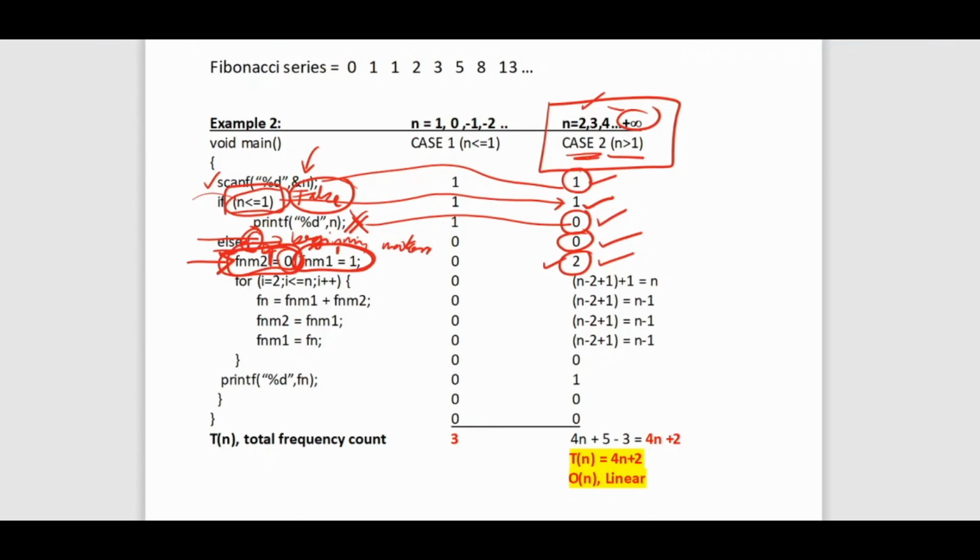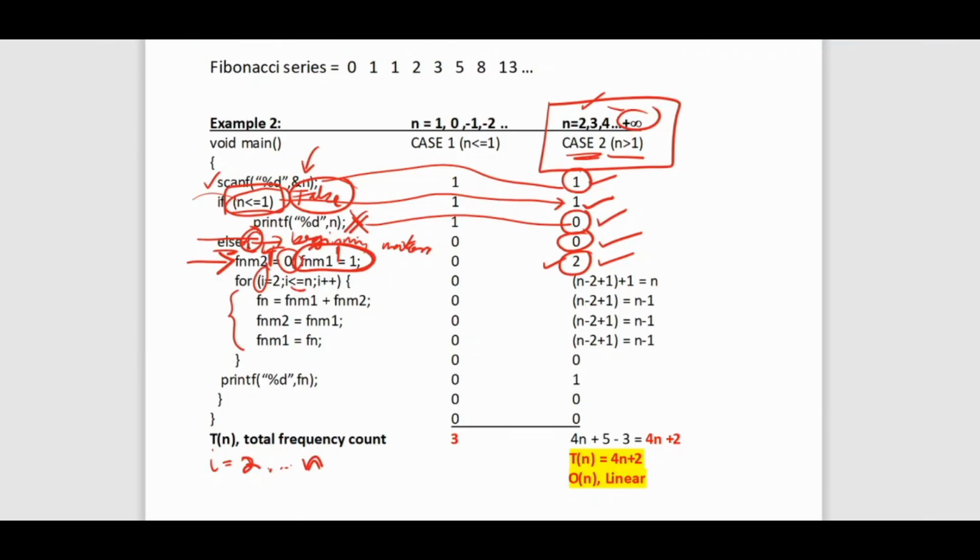One execution for that and another one execution for that. So it has 2. Next is the for loop heading. Now recall from our previous example that you need to get the number of iterations of the for loop. So what is the number of iterations? Take note that the loop variable i is from 2 up to n. n is included because this is i less than or equal to n. So your loop variable i is from value 2 up to n.